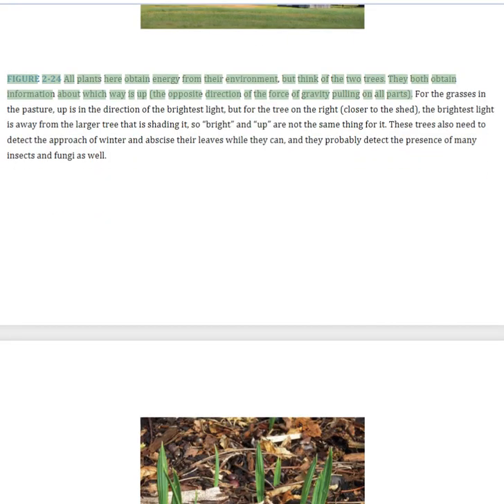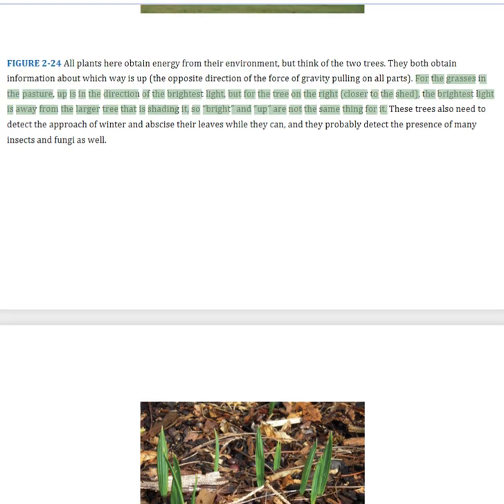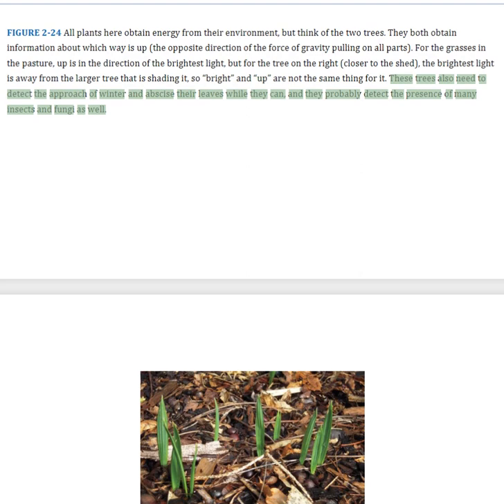Figure 224. All plants here obtain energy from their environment, but think of the two trees. They both obtain information about which way is up. For the grasses in the pasture, up is in the direction of the brightest light, but for the tree on the right, the brightest light is away from the larger tree that is shading it, so bright and up are not the same thing for it. These trees also need to detect the approach of winter and upsize their leaves while they can, and they probably detect the presence of many insects and fungi as well.